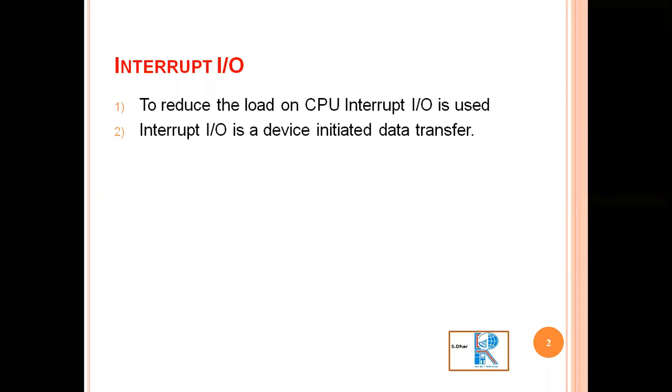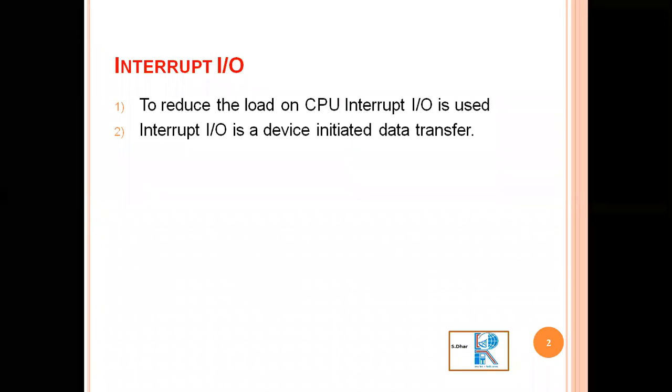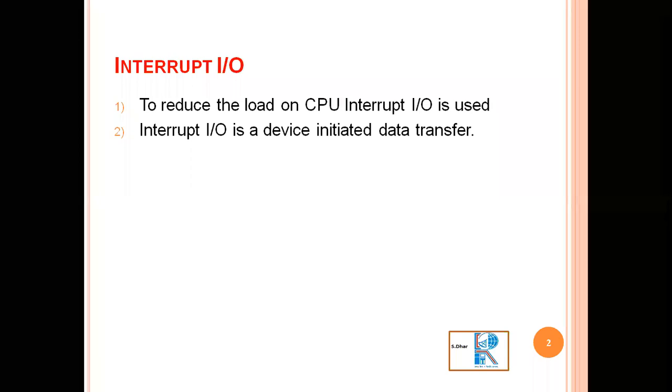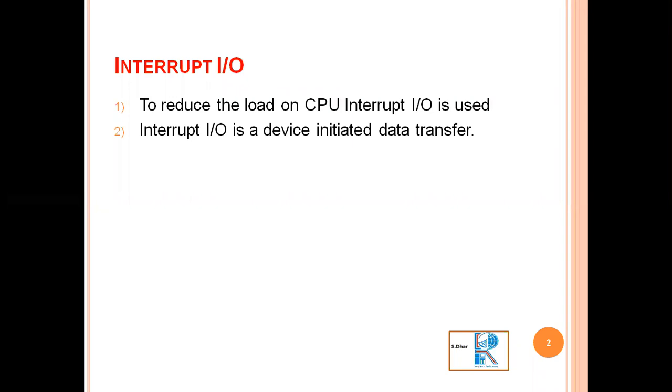Now, what was the problem of programmed I/O? In programmed I/O, you know that the CPU has to check the status of the I/O devices, and it will check whether the I/O device is ready to transfer the data or not. If it is ready, it will go for transferring the data. Otherwise, the CPU has to again check the status of the I/O devices, whether it is ready to transfer the input and output data. Clear? So what was the problem in the programmed I/O?